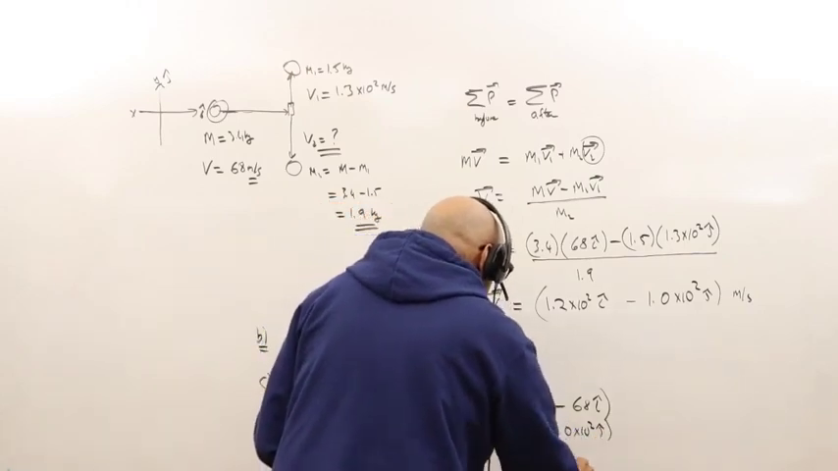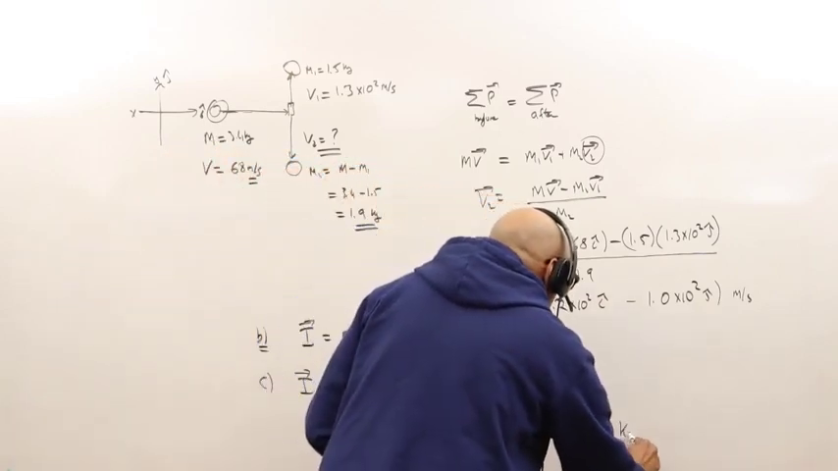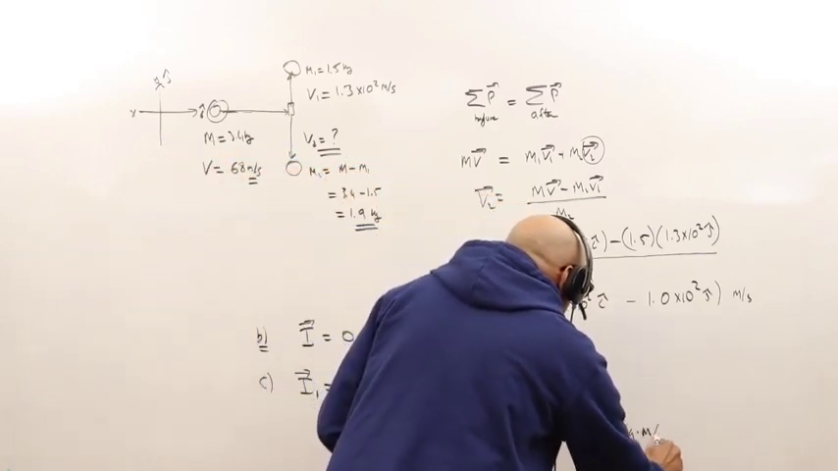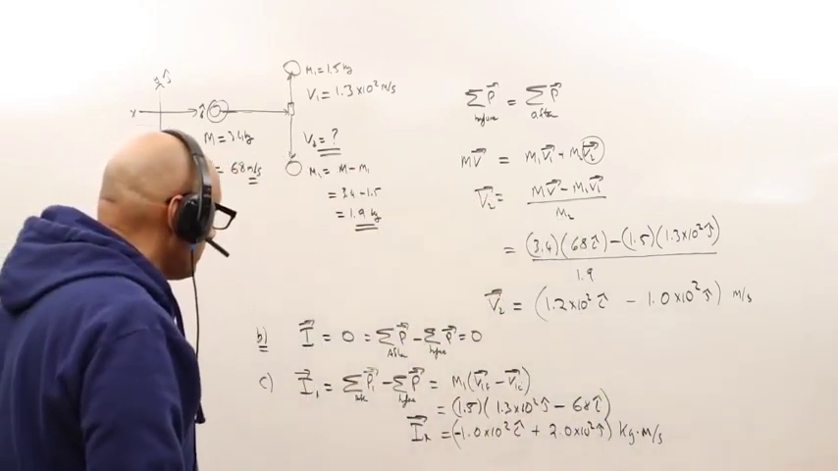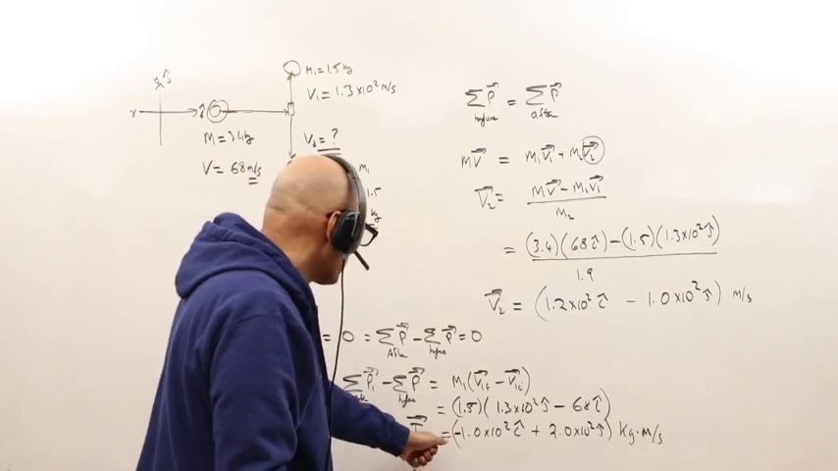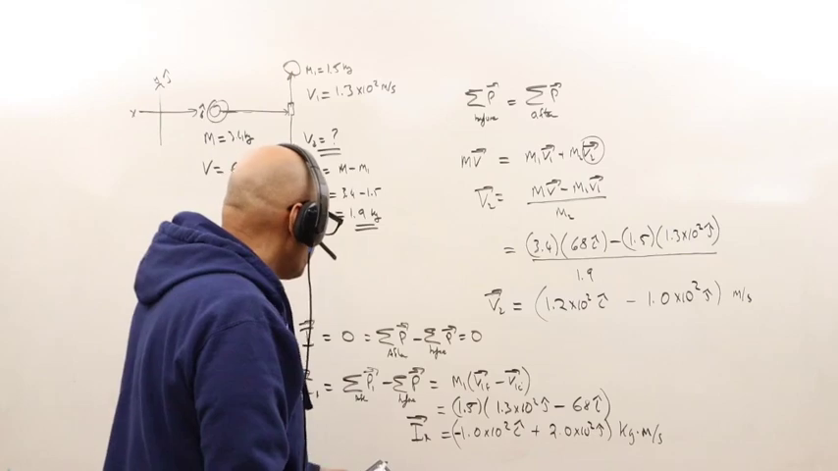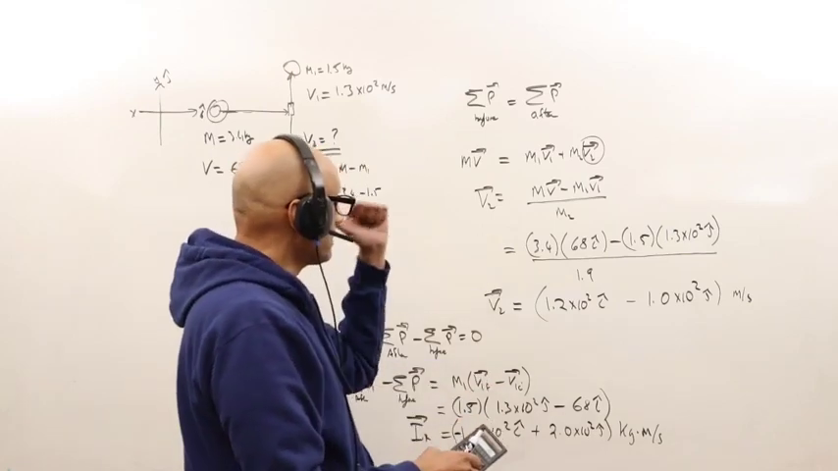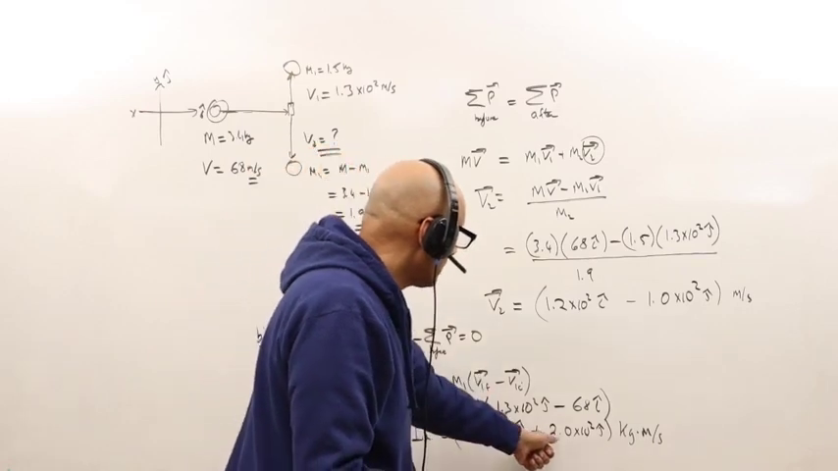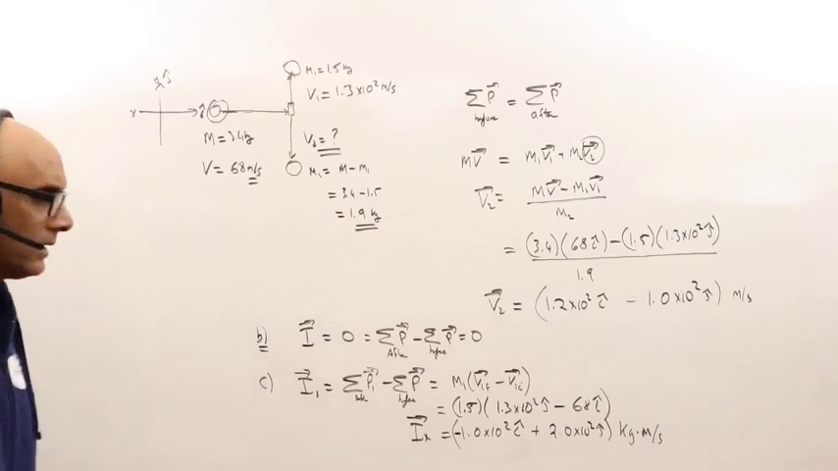And the standard units of impulse are units of momentum, which is kilogram meters per second. So we have an applied impulse on mass 1 of 1 times 10 squared kilogram meters per second in the x direction, so it's acting this way, and 2 times 10 squared j hat in the up direction, kilogram meters per second.